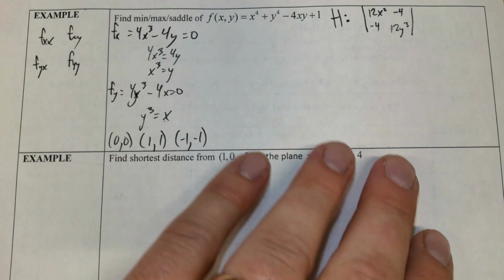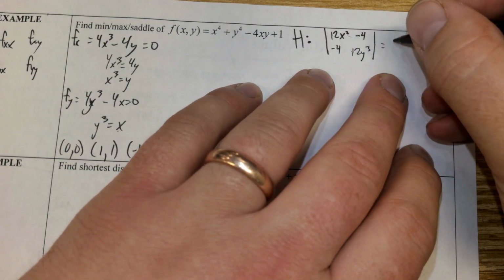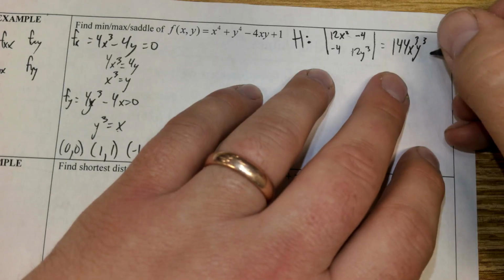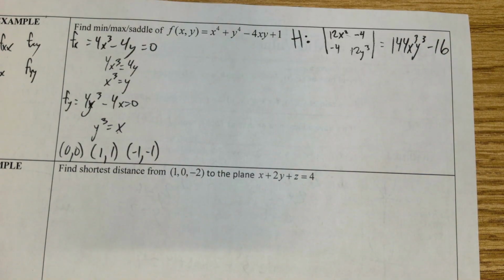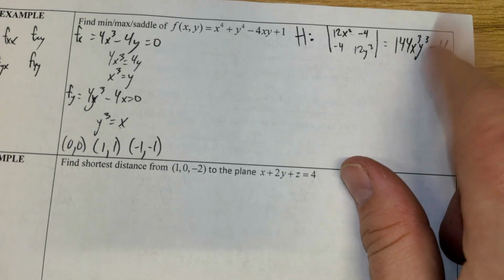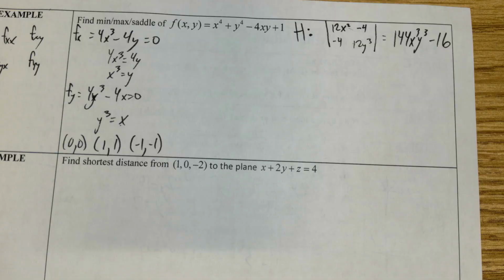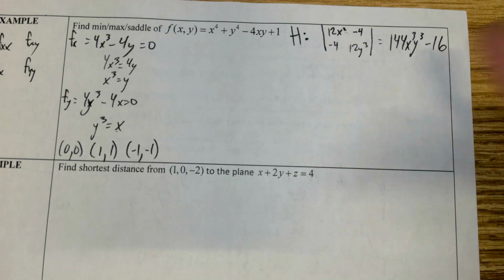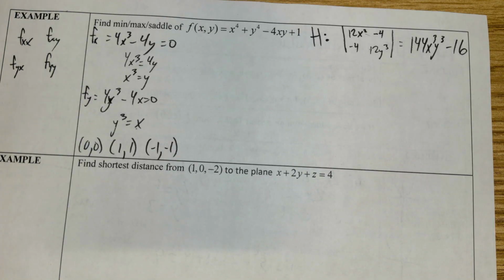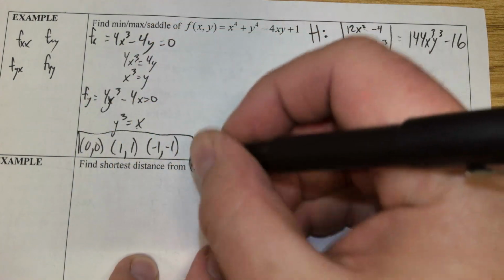And so that D calculation would be that determinant: 144x cubed y cubed minus 16. If the concavity is not greater than 16, it will be a saddle point. If it is greater than 16, the concavity overcomes the twist and it will be a min or max. And if they're equal, I can't really tell which one is more dominant, so it's likely a neither, but it's inconclusive. All right, so now we take our candidates and we test them out.